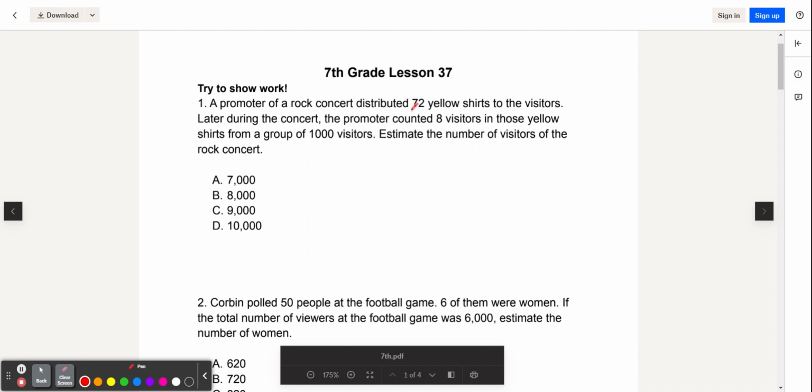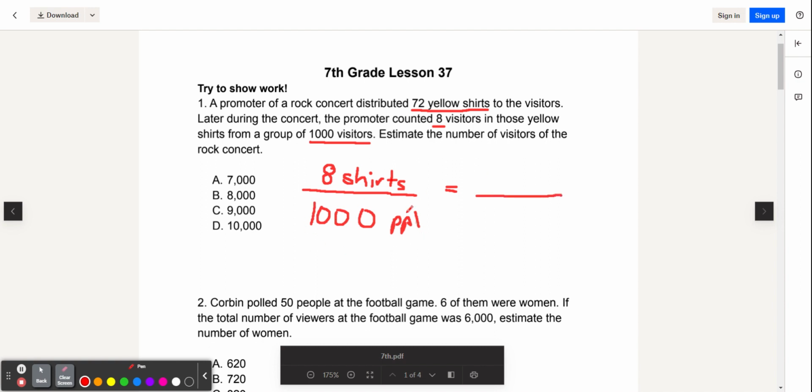Basically, we know how many shirts they gave out, 72 yellow shirts. And then we know that out of a group of 1,000 people, 8 of them had a shirt. So that means we had 8 shirts, 8 people with the shirt in 1,000 people. And 1,000 isn't everyone there. It's just a group of them. Just like how 8 isn't all 72 that are given out. Well, 1,000 is a part of the total, and in that part there are 8 shirts.